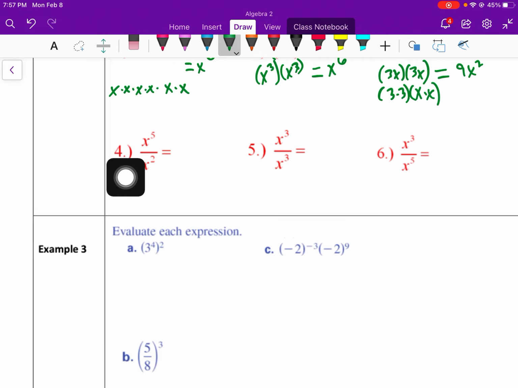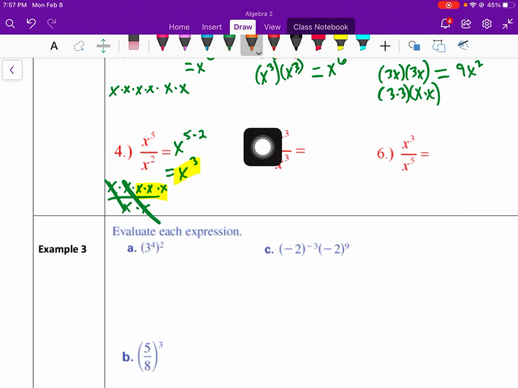In this problem, same base, so the bases are both x, so we can use the quotient rule, which was x to the fifth minus 2, so that is x cubed. Or we can write it out just to see, so it's x times x times x times x times x over x times x. So those simplify and these simplify, and we're left with x times x times x, which is x cubed.